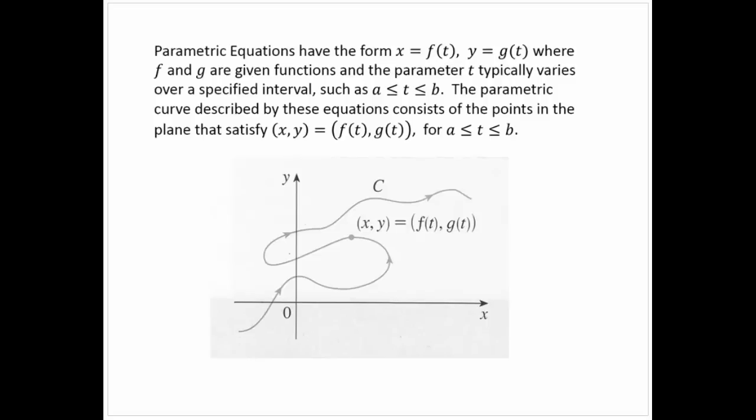Now, one thing that's important about a parametric curve is that it has direction. We often call t the time, right? So time moves in one direction. We think of t moving in one direction, and as t moves in that direction, the points on the curve move in that direction. So when we draw a parametric curve, we want to put arrows signifying the direction of the curve.